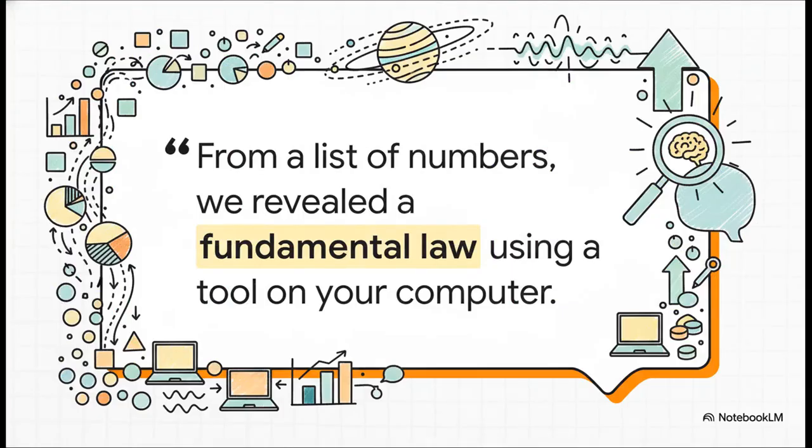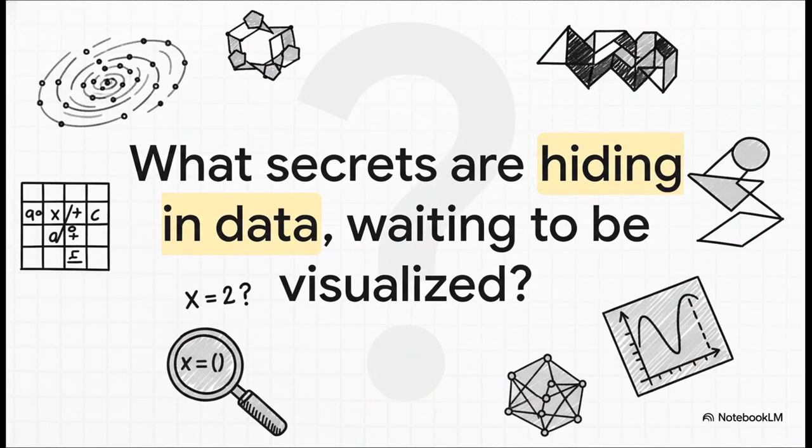I mean, just think about that for a second. We started with a simple list of numbers, and from that, we revealed a fundamental law of nature. And we did it with a tool that you almost certainly have on your computer right now. That's the power we're talking about in this explainer. The ability to turn data into discovery is more accessible right now than at any other point in human history. And it really makes you wonder, doesn't it? What other secrets, what other patterns and fundamental laws are just hiding in plain sight in the data all around us, just sitting there in a spreadsheet, waiting for someone like you to ask the right question and visualize the answer?